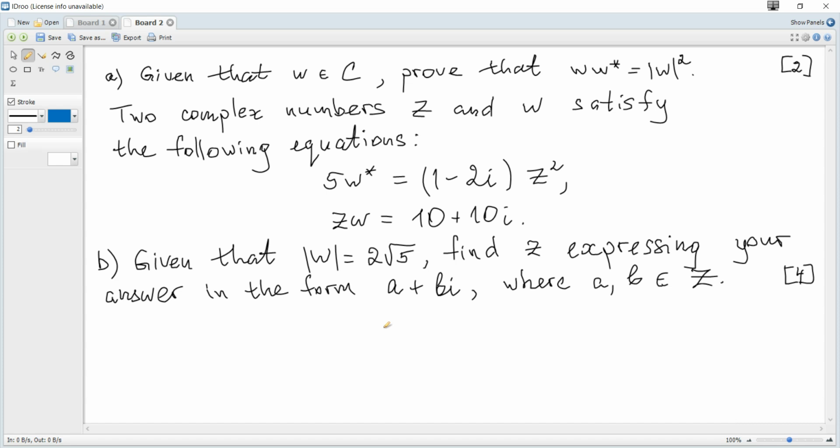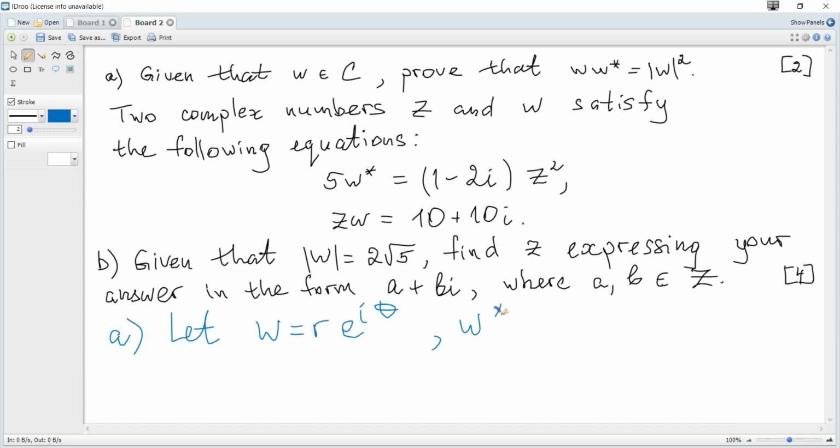Given that w is a complex number, prove that w multiplied by w complex conjugate is equal to the modulus of w squared. Let's consider a complex number w and let it be represented in Euler's form. You may consider it to be represented in the Cartesian form. It doesn't matter. So let w be r multiplied by e to the power i theta.